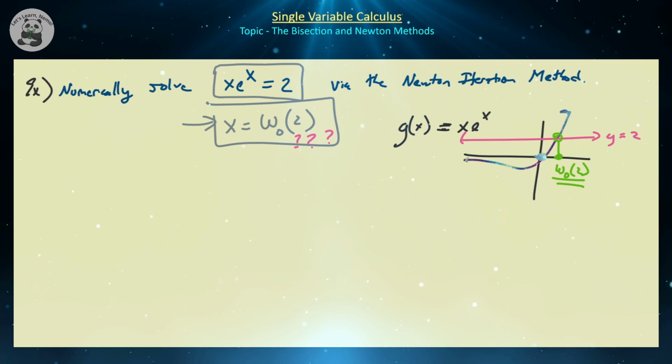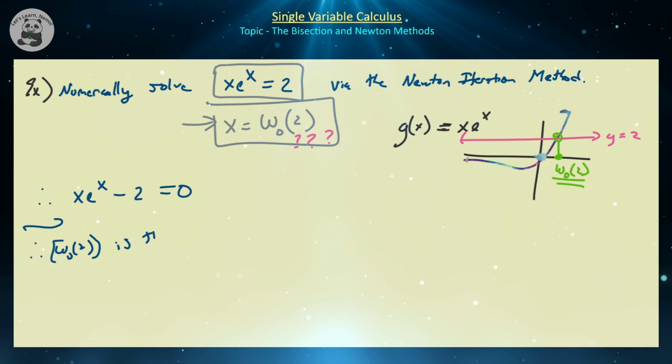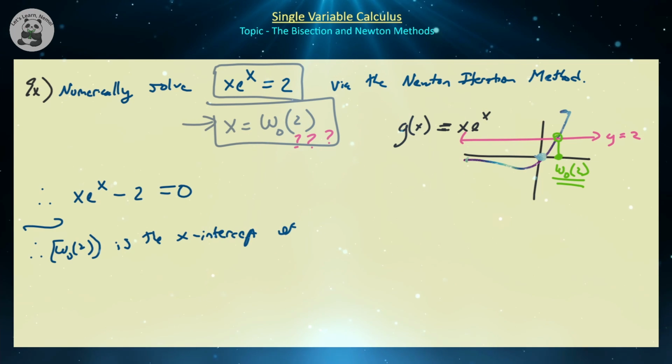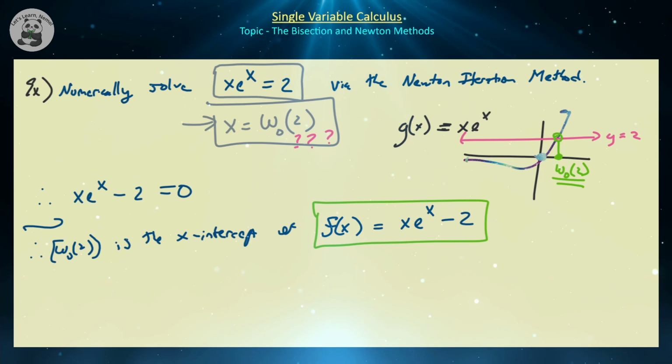Notice, whatever it is, if we solve this equation for 0, we're going to have xe to the x minus 2 is equal to 0. So therefore, W0 of 2 is the x-intercept of the function f of x is equal to xe to the x minus 2, because when we plug in that particular point, we will get 0 by construction.